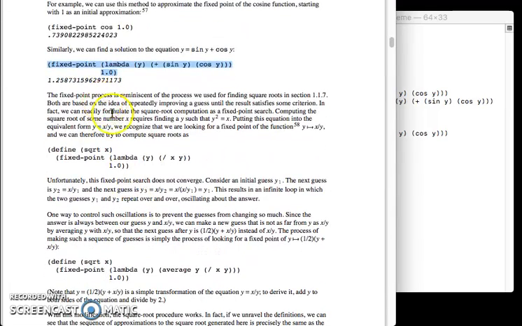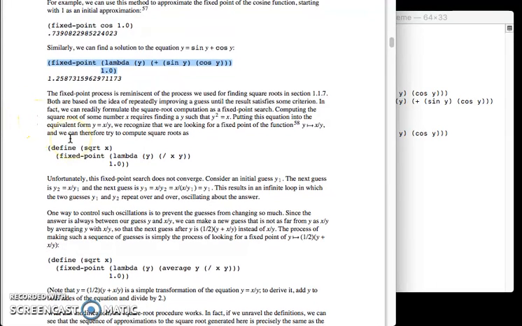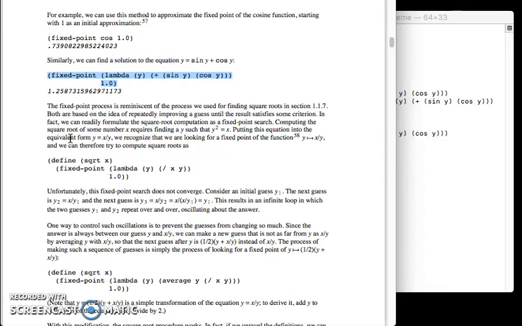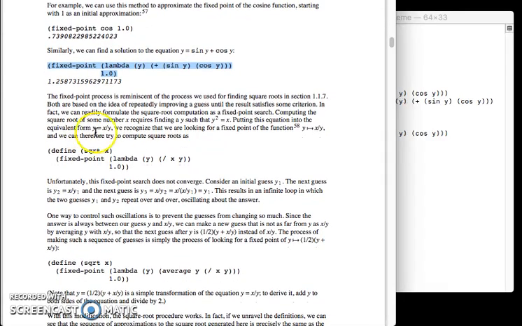The fixed point process is reminiscent of the process we used for finding square roots in section 1.1.7. Both are based on the idea of repeatedly improving a guess until the result satisfies some criterion. In fact, we can readily formulate the square root computation as a fixed point search. Computing the square root of some number x requires finding a y such that y squared is equal to x. Putting this equation into the equivalent form y equals x divided by y, we recognize that we are looking for the fixed point of the function y maps to x divided by y.